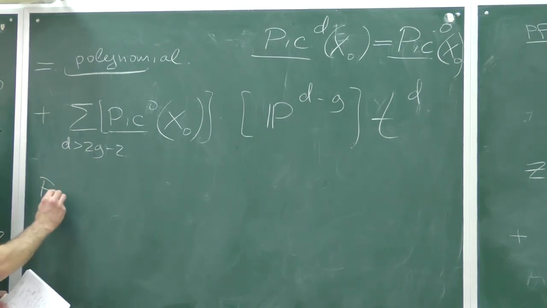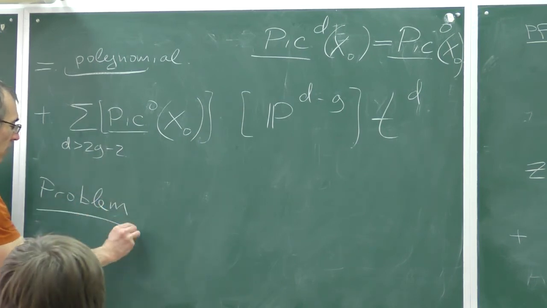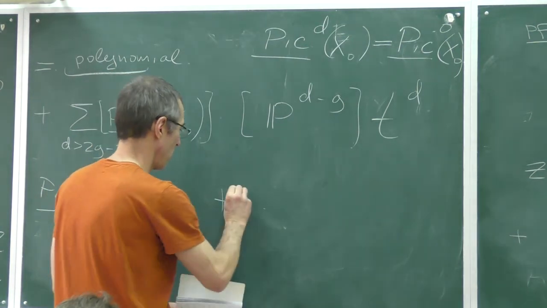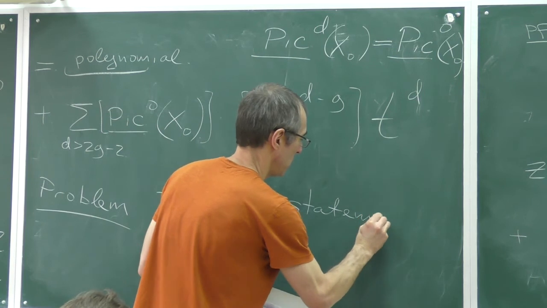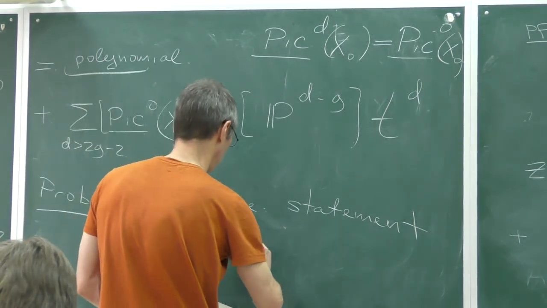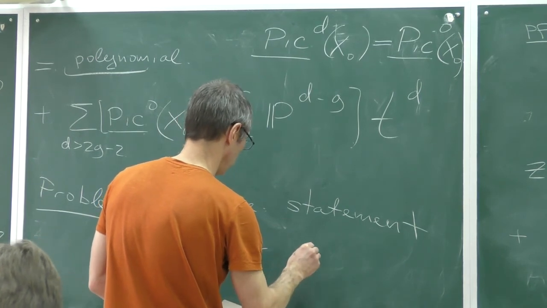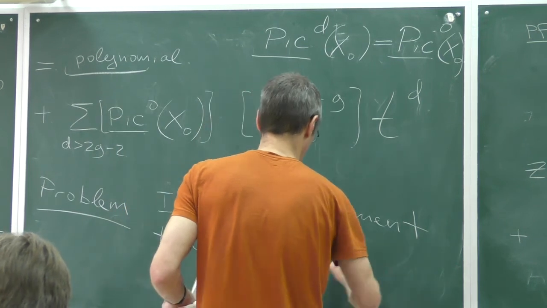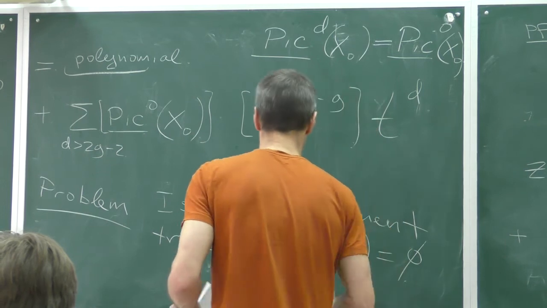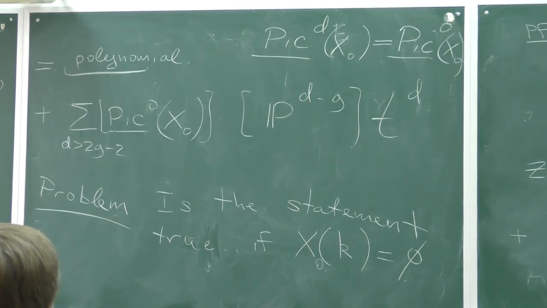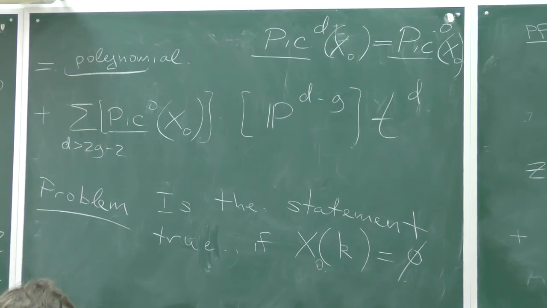So the problem that I want to suggest, I think this is open. So is the statement true if X of k is empty? Well, there are many things that one has to be very careful about. It's true that it's periodic, but first of all, one has to be careful.